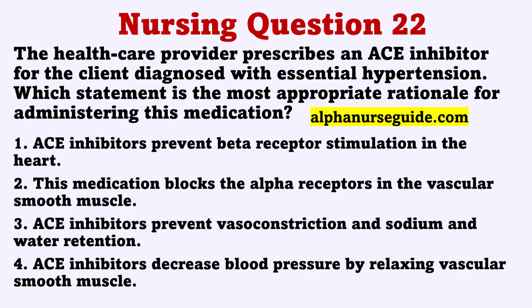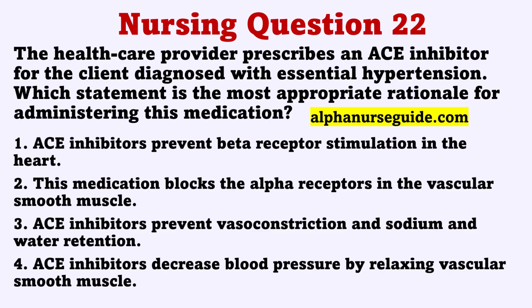Angiotensin-converting enzyme inhibitors prevent the conversion of angiotensin I to angiotensin II, and this, in turn, prevents vasoconstriction and sodium and water retention. Beta-adrenergic blocking agents, not ACE inhibitors, prevent the beta receptor stimulation in the heart, which decreases heart rate and cardiac output.